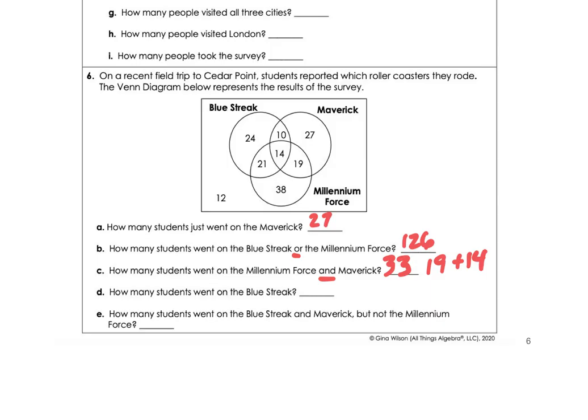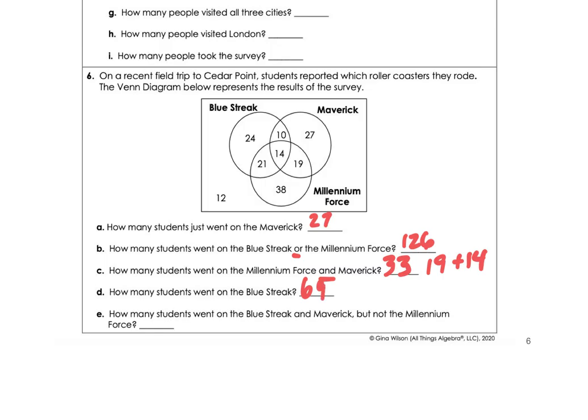Okay, how many people went on the Blue Streak? All I've got to do here is look at the circle that represents Blue Streak: 24, 21, 14, and 10. Anything that's in that circle would be included. I think that one's 69.